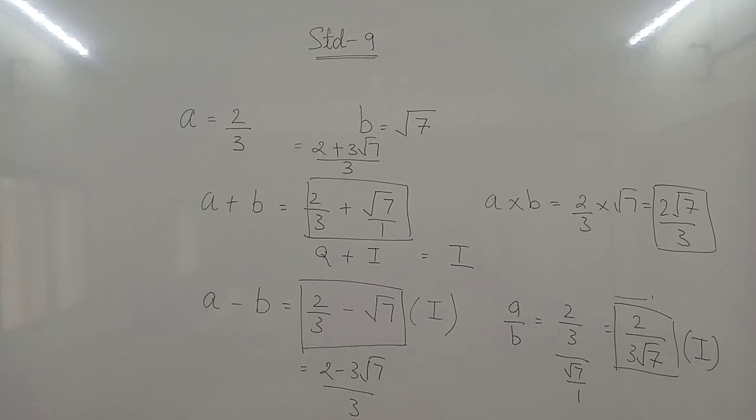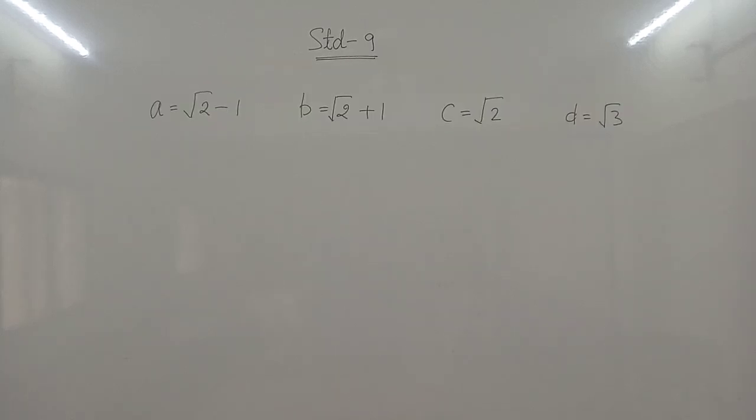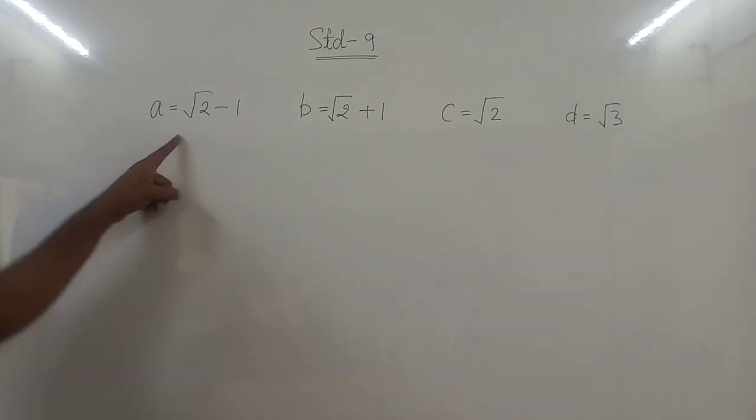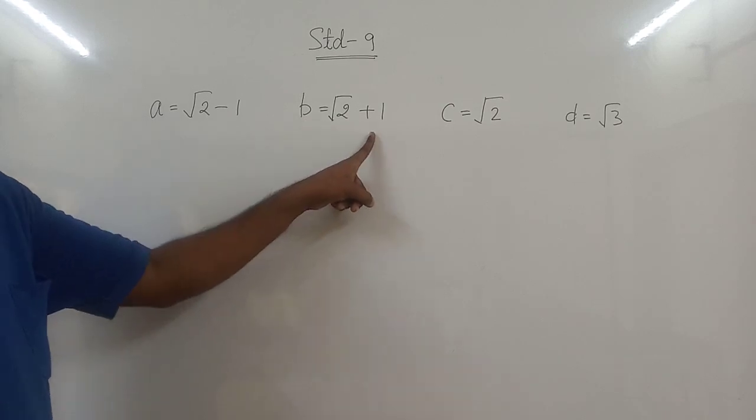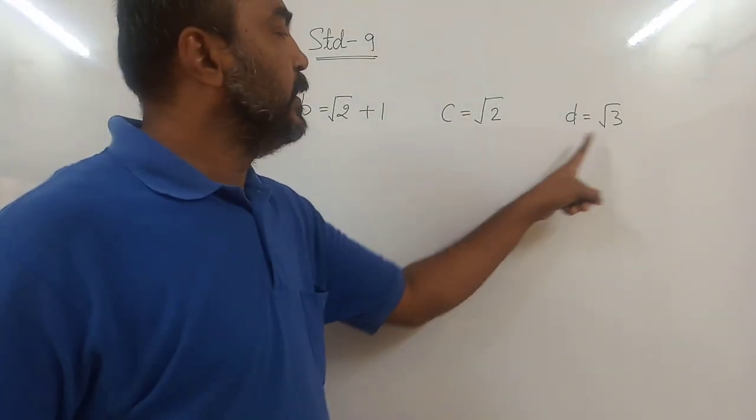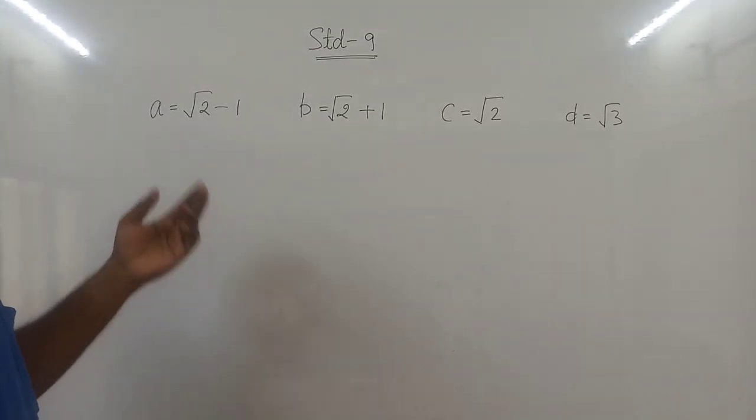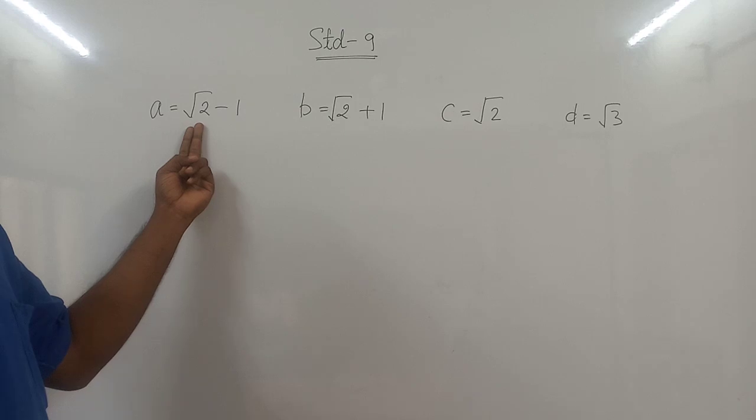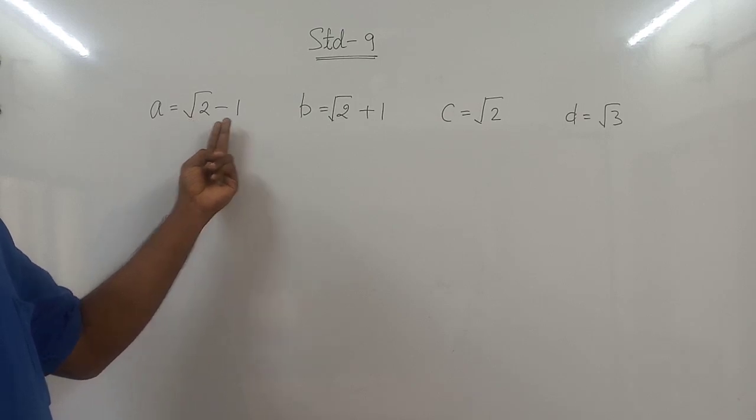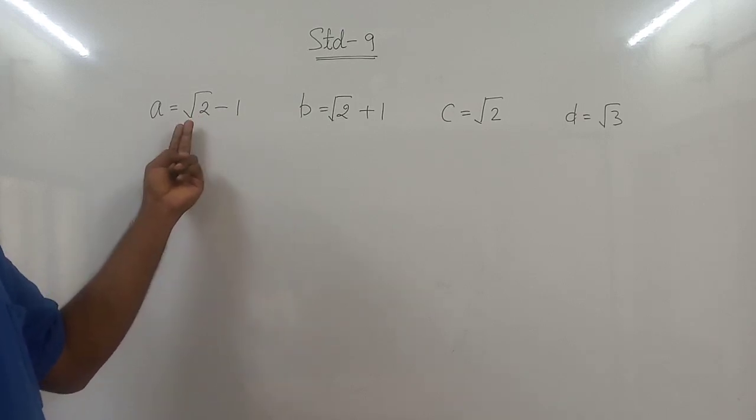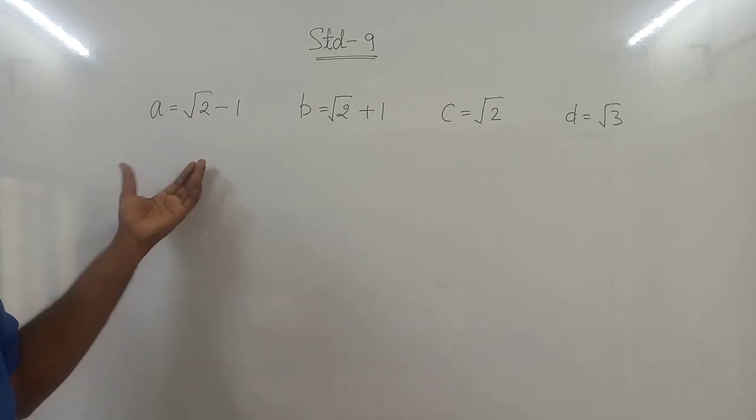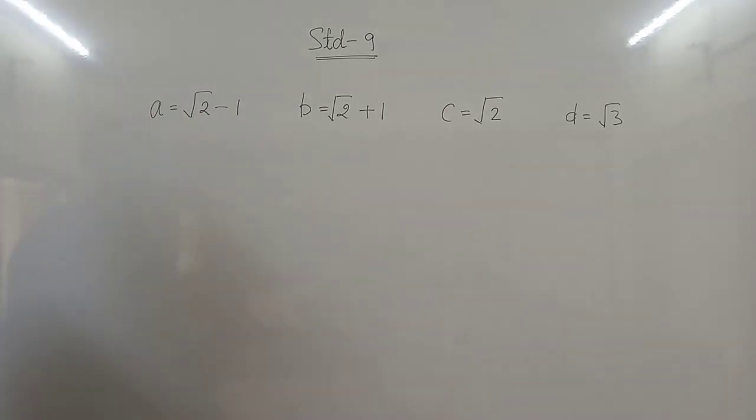Now we'll try doing operations of irrational numbers with irrational numbers. Let us see what happens. Now I have put 4 irrational numbers on the board. A, root 2 minus 1; B, root 2 plus 1; C, root 2; and D, root 3. You know very well why these are irrational numbers: because root 2 is irrational, and subtracting or adding a rational number with an irrational number always gives us an irrational number. So these 4 numbers are irrational numbers.